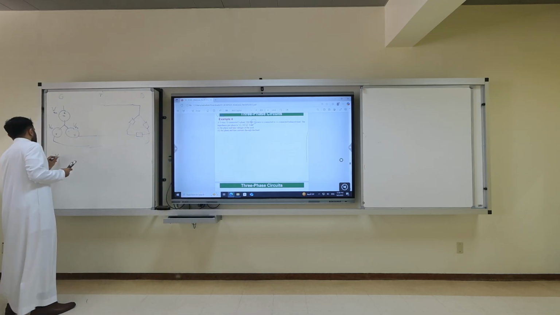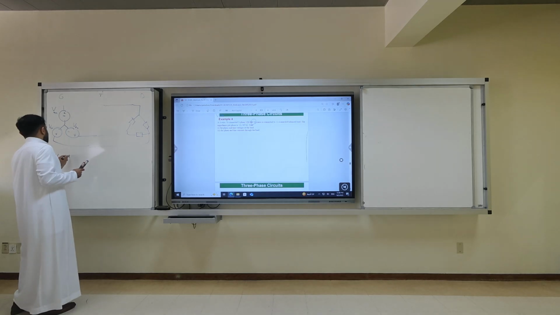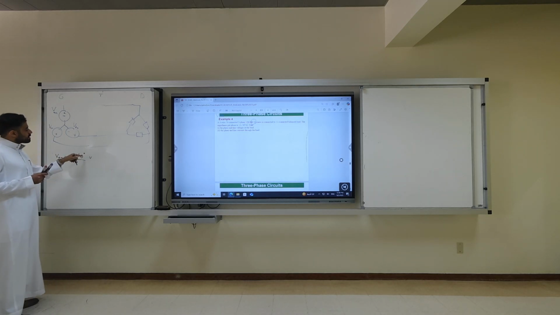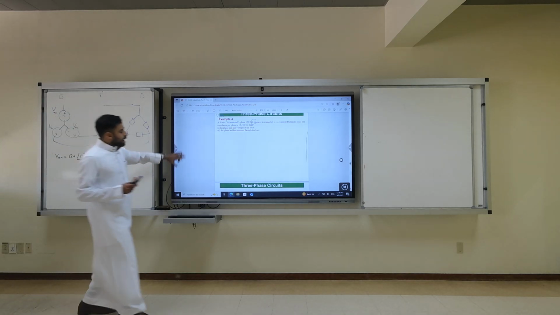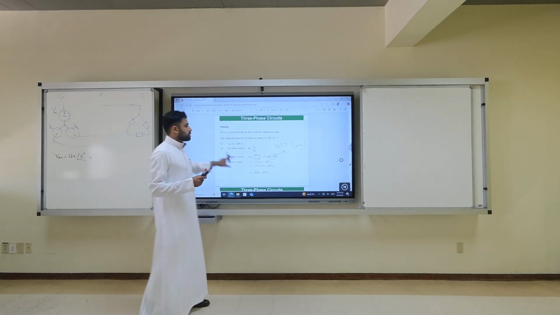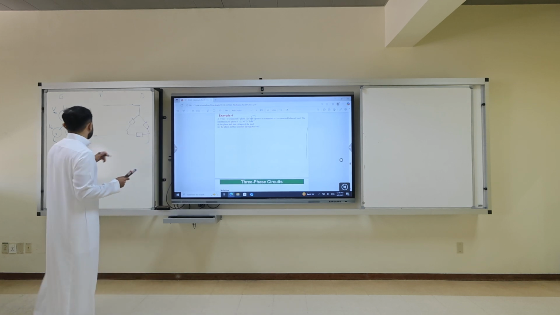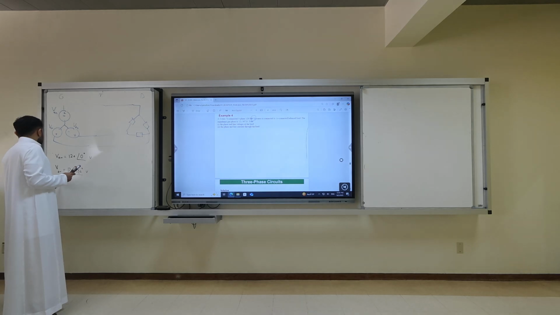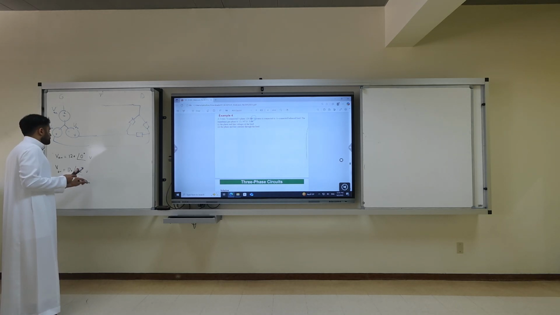So I should start with VAN equals 120 angle 0 volts. Here I am taking the reference as the source, the phase source. In the slides, he is doing it for the load, the line, as he's taking it as a source. VBN is 120 angle minus 120 degrees, and VCN is 120 angle minus 240 degrees volts.